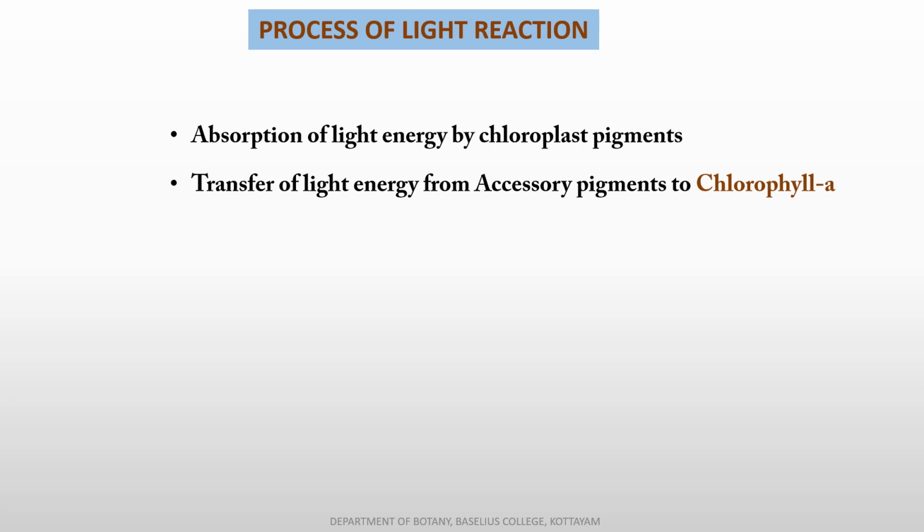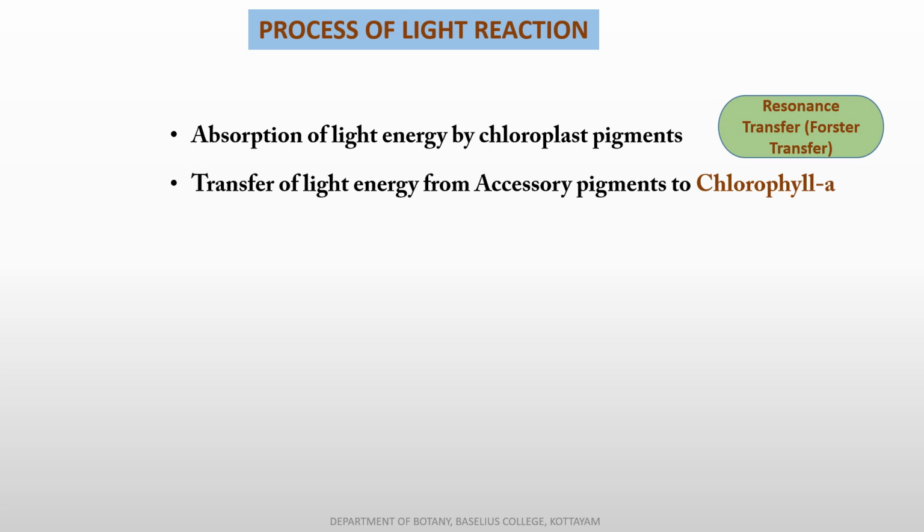We might think the light energy is transmitted from one pigment to another as radiations, but it is not like that. The transfer of light energy from accessory pigments to chlorophyll A takes place as excitational energy, as in resonance. So this particular energy transfer between antenna pigments and chlorophyll A is termed as resonance transfer or Forster transfer. Just remember this term, resonance transfer or Forster transfer. It represents the transfer of light energy from accessory pigments to chlorophyll A.